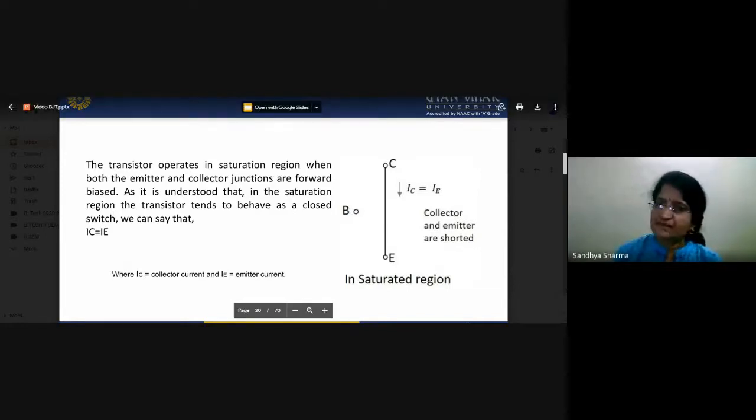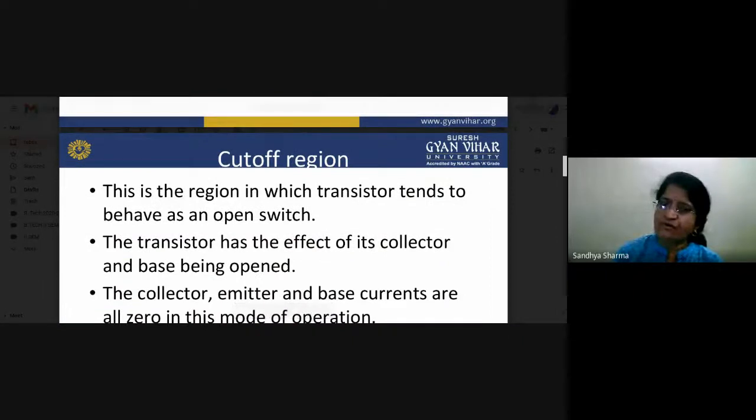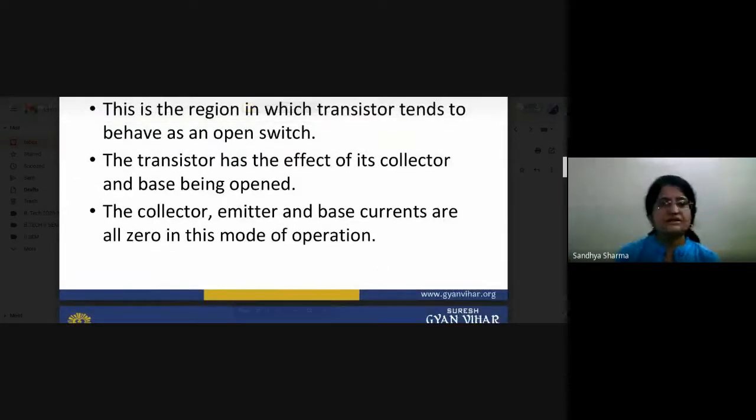Now our cutoff region. What will happen in the cutoff region? This is the region in which the transistor tends to behave as an open switch. In the saturation region and cutoff region, the transistor works as a closed switch and an open switch. Both these regions are responsible for working in switch mode. When both the junctions are reverse biased, your transistor behaves as an open switch. Since all the currents are zero because these are open switches.